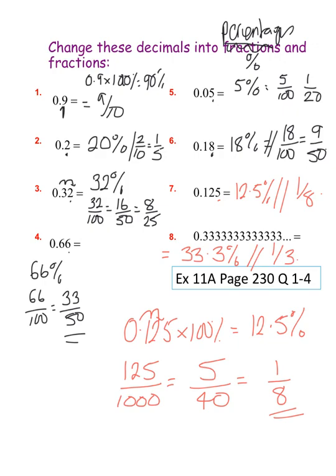You can have a go now at questions 1 to 4 of exercise 11A. Be sure to show all your working out and make sure that any fractions in your final answer have all been simplified. So you can pause the slide now and have a go at those questions.